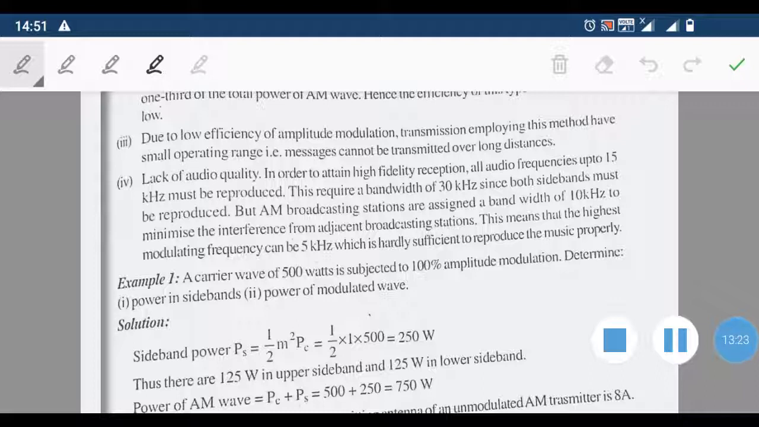So if the signal frequency is greater than 5 kHz, it will not be carried by these AM stations. So we have a lack of audio quality. So these are the four limitations of AM.